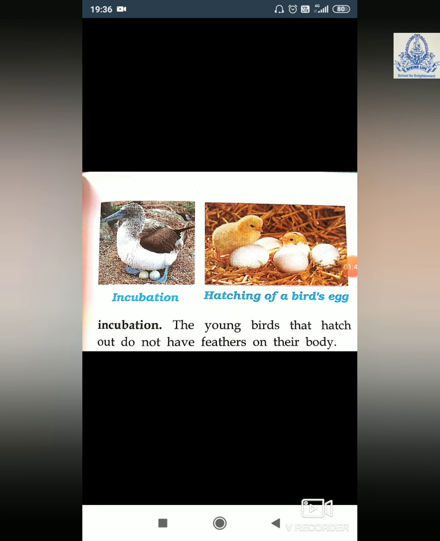This is about the birds that lay their eggs, or animals that lay their eggs.